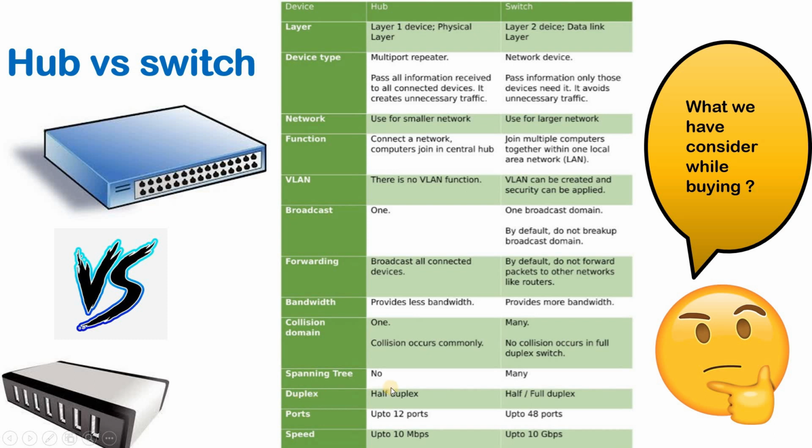A hub allows half duplex. A switch allows both half and full duplex. The hub has a limitation of up to 12 ports, but a switch has up to 48 ports. When we compare the speed, a hub has 10 megabits per second, while a switch is used in gigabits per second. Those are the comparisons.